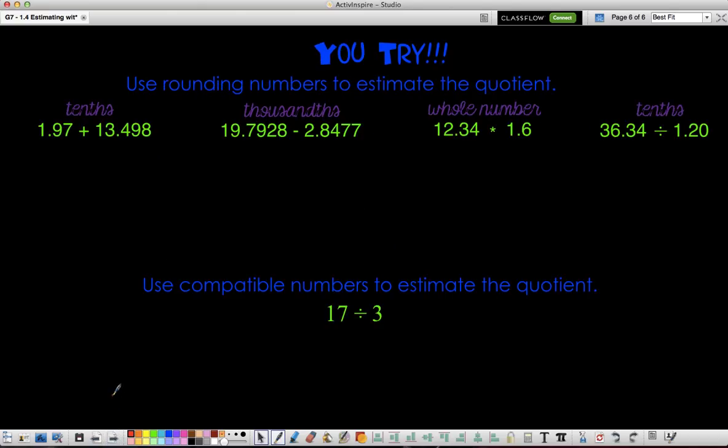All right, so after all that, you have 5 problems that I'd like you to try on your own. I want you to round and find your answers, and then use compatible numbers and find your estimates. And as always, if you have any questions, make sure to email me or write them down so we can talk about them in class.